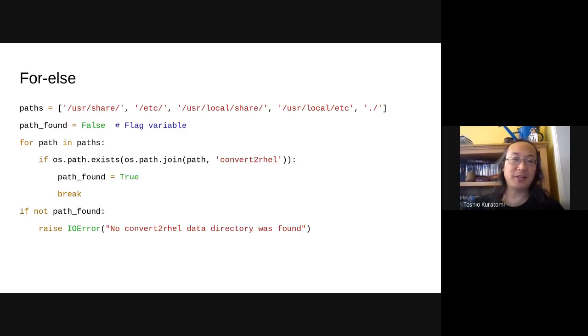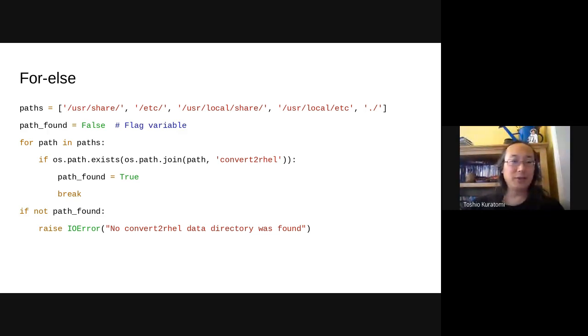So what is a flag variable in this case? Well, here's a little example. We have a list of paths: /usr/share, /etc, /usr/local/share, /usr/local/etc, and the current working directory. And then we set a flag variable, path_found equals False. All right. And then we have a for loop, for path in paths. So we're looping over our list of paths.